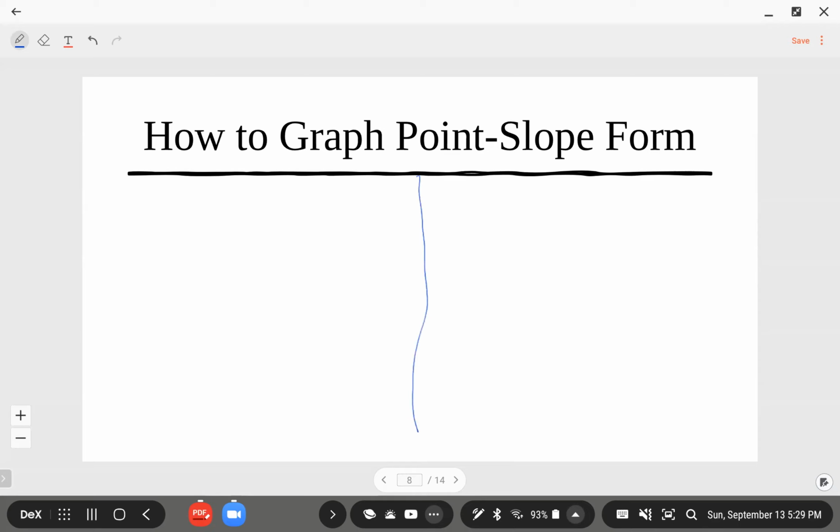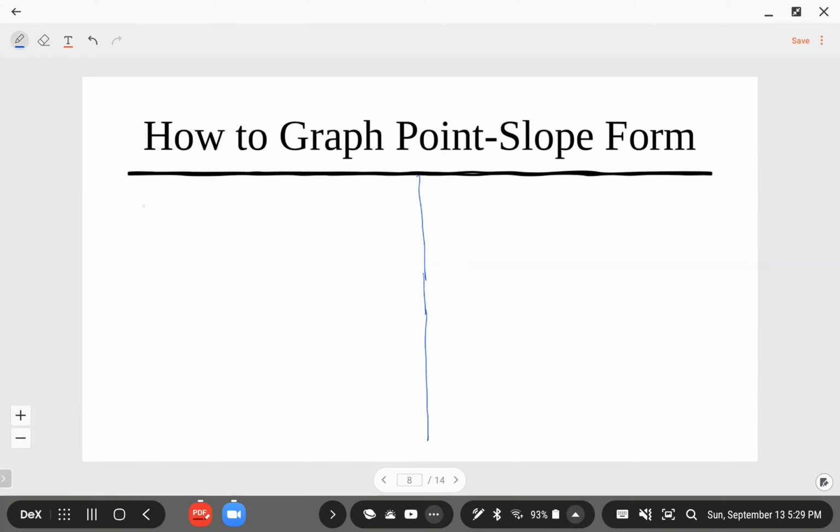But aside from converting the whole thing to slope-intercept form, there is another easy way in how we can graph point slope form. So there are two main ways you can graph point slope form. So I'll show you both ways that I know. The first way is to convert. The first way is just to convert.